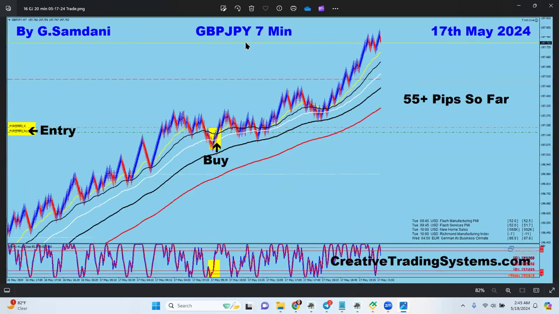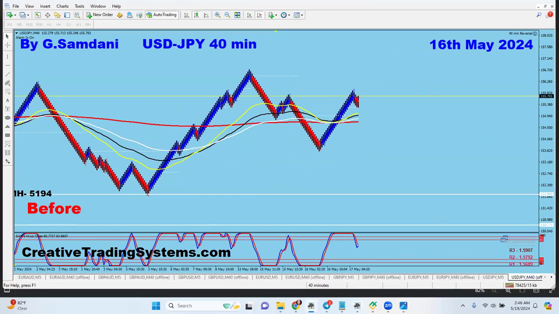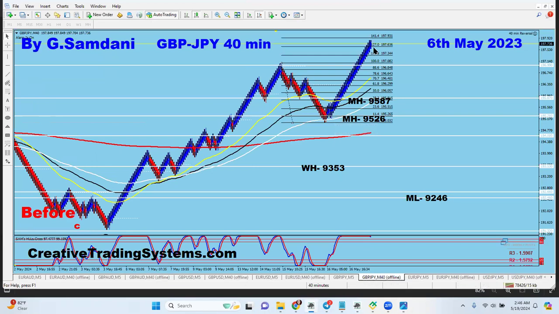Right, and this is pound yen again. This is the 4th trade this week, and 55 pips from this. It's constantly going to the upside. If you look at the pound yen 40-minute chart, you will be amazed at how much it went up. Look at this. This is a 40-minute chart, by the way, in a straight line. How many pips from here to here? It's 260 pips in a straight line.